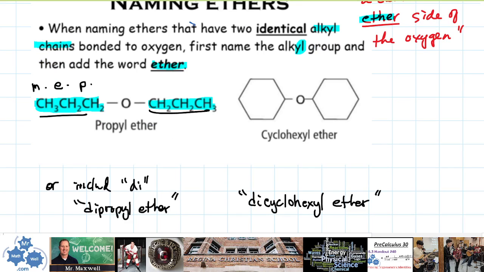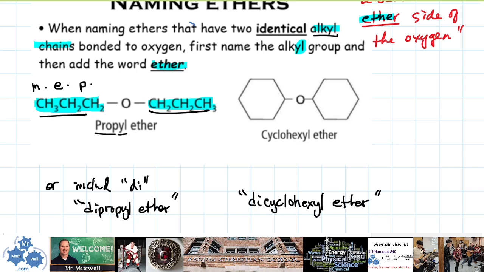Yes, question? Why is it YL? Because this is a functional group. It's part of the alkyl functional group. So you would name it as propyl, not propane. The prop comes from the number of carbons, and then it's a YL.